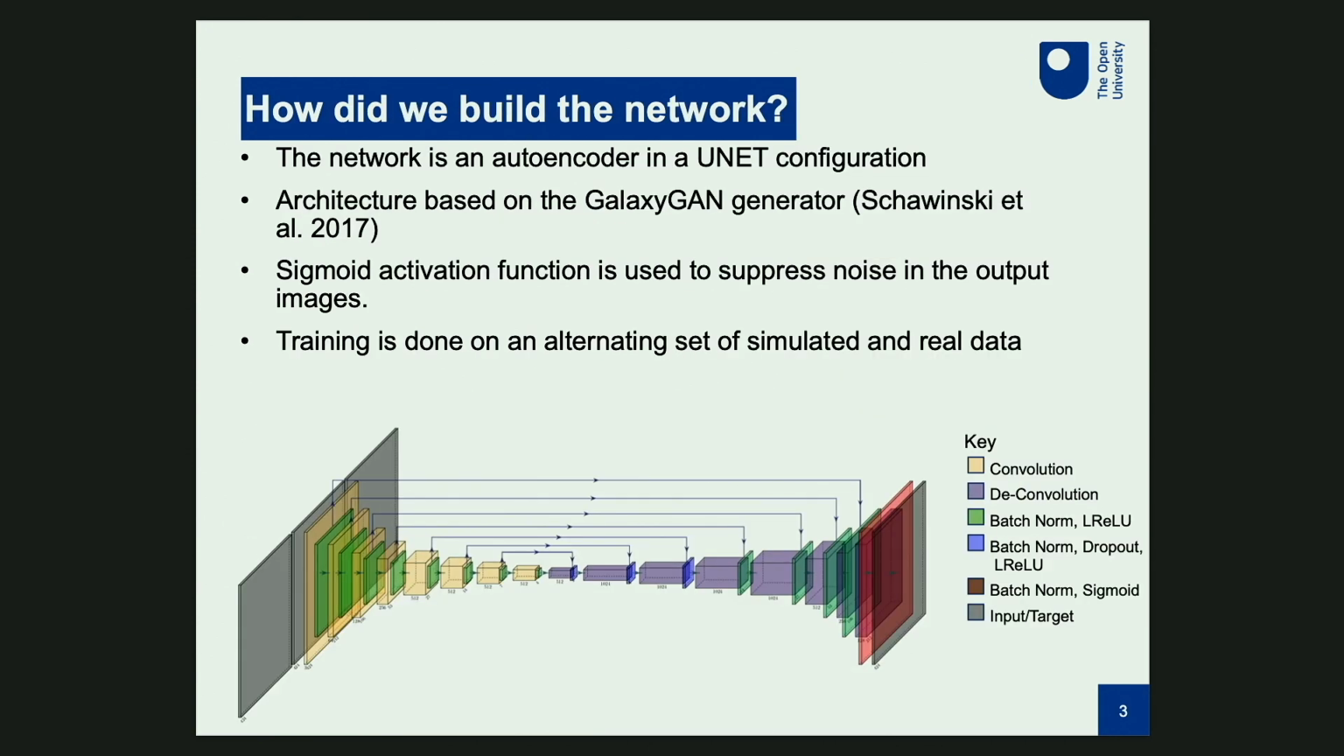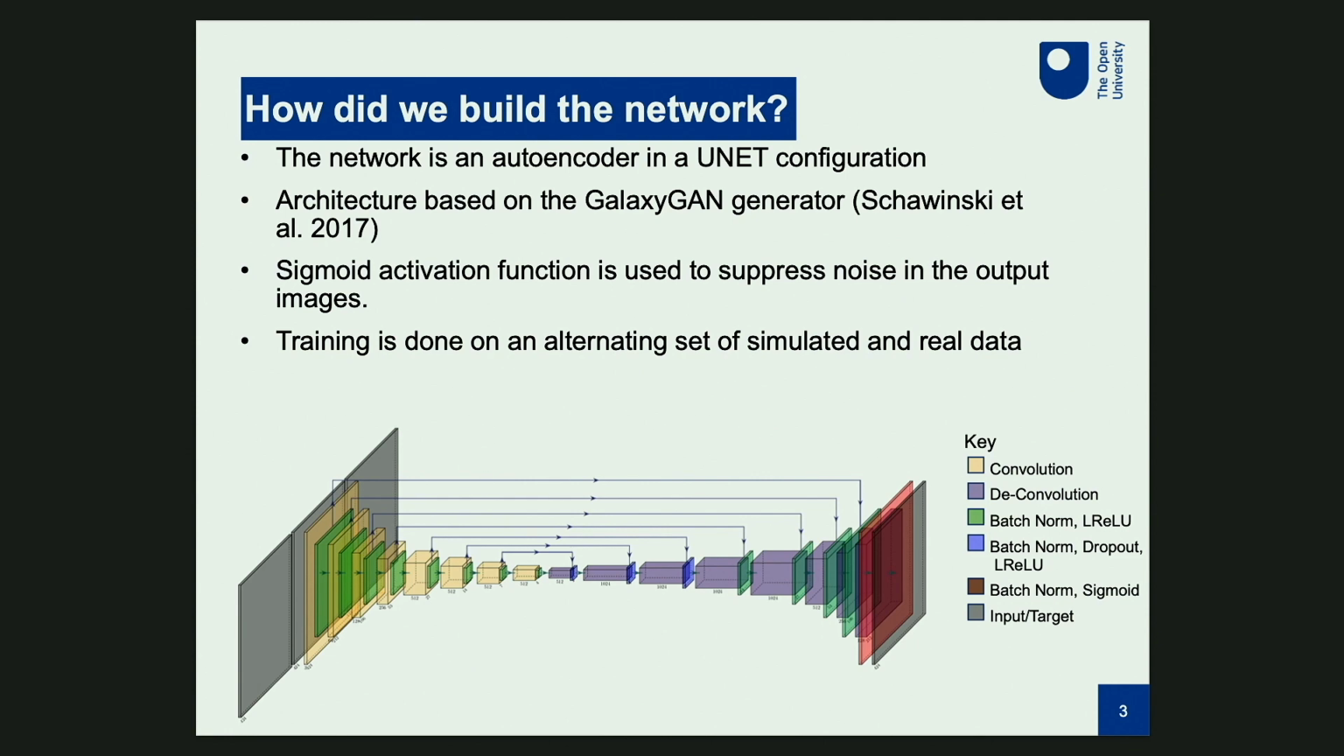The way we decided to go about this was to use an autoencoder in a UNet configuration. The architecture for our autoencoder was inspired by the Galaxy GAN generator, but we do have some quite significant differences in how we are using it in this case. The schematic of the autoencoder we used is shown here at the bottom, and I want to draw your attention towards the final activation layer, in which we use a sigmoid activation function. I'll get back later to why this is important to us.